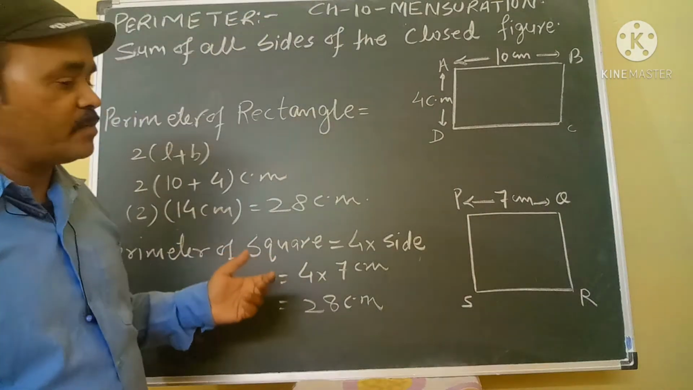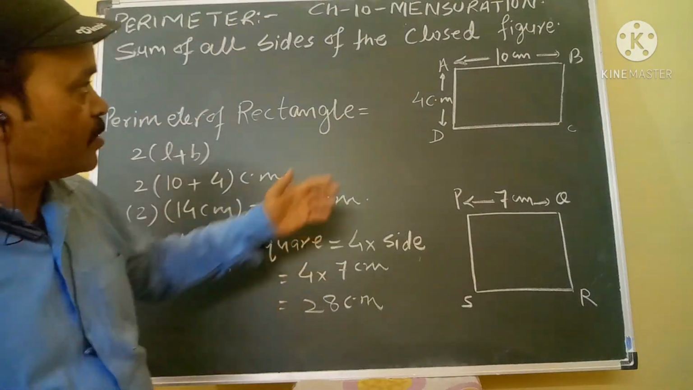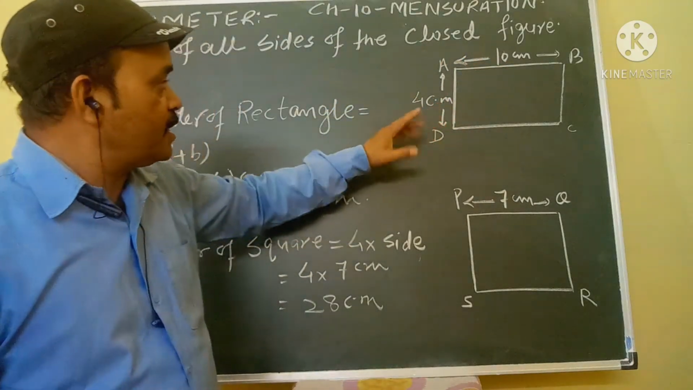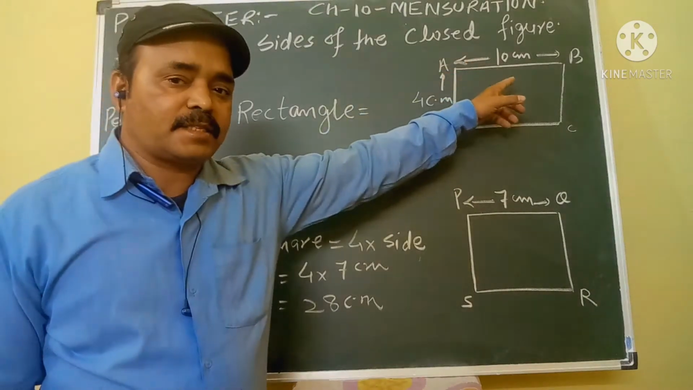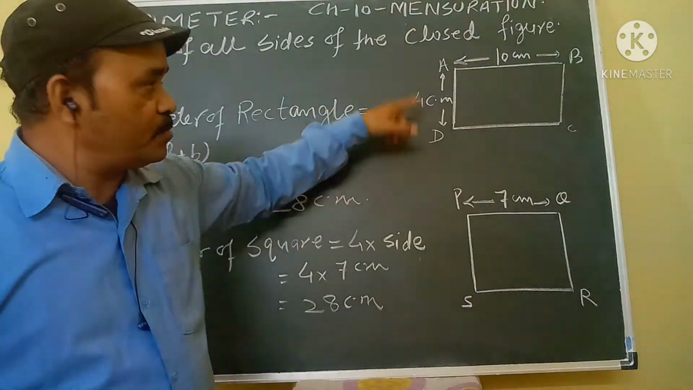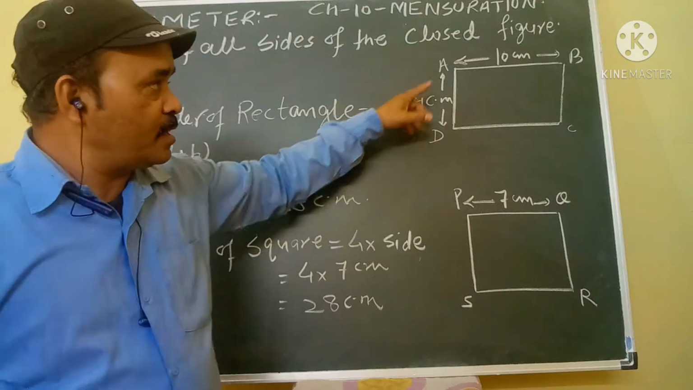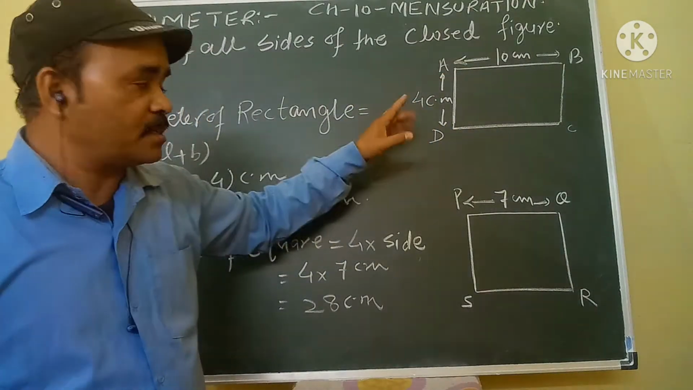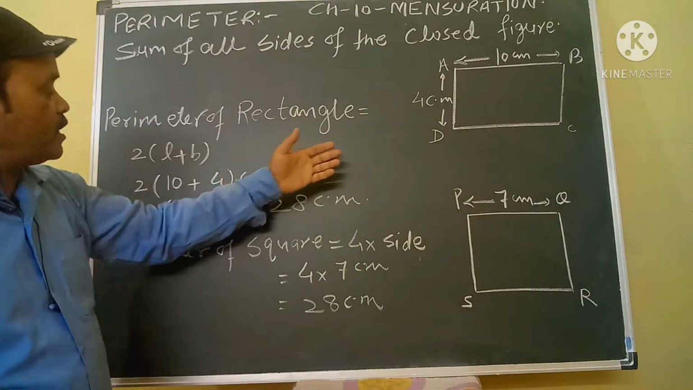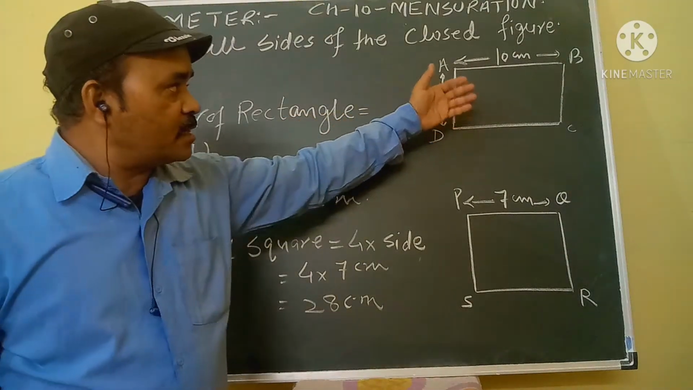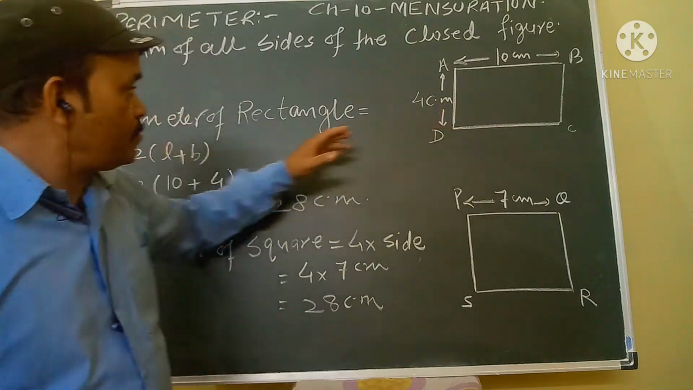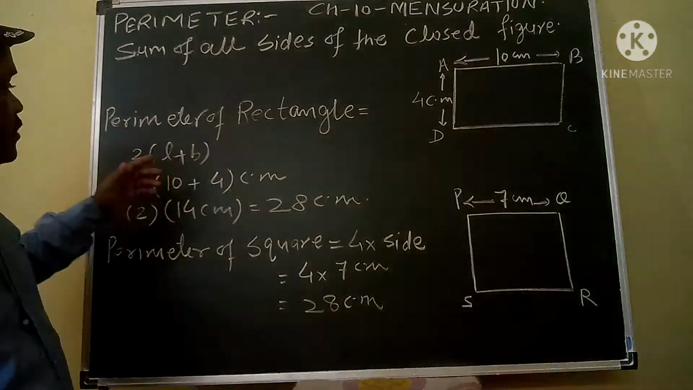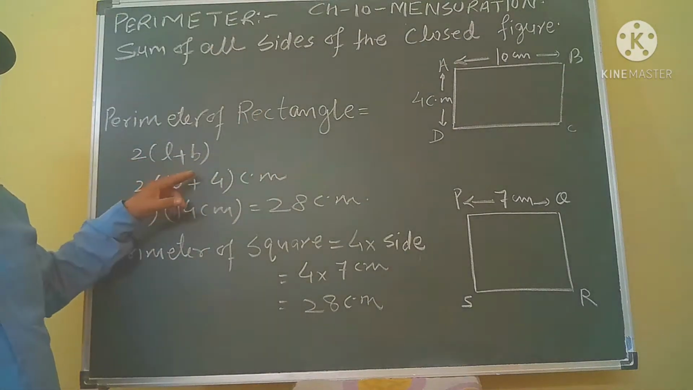For this, I want to give you some examples. Suppose in this figure ABCD is a rectangle. In this rectangle, length is 10 centimeter and breadth is 4 centimeter. So, how will you find the perimeter of this rectangle? For this, we will apply the perimeter of rectangle is equal to 2 into (L plus B).